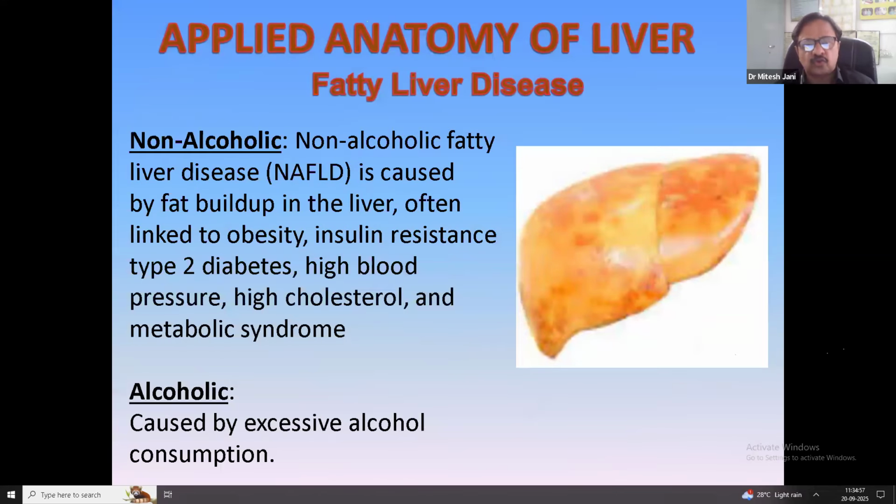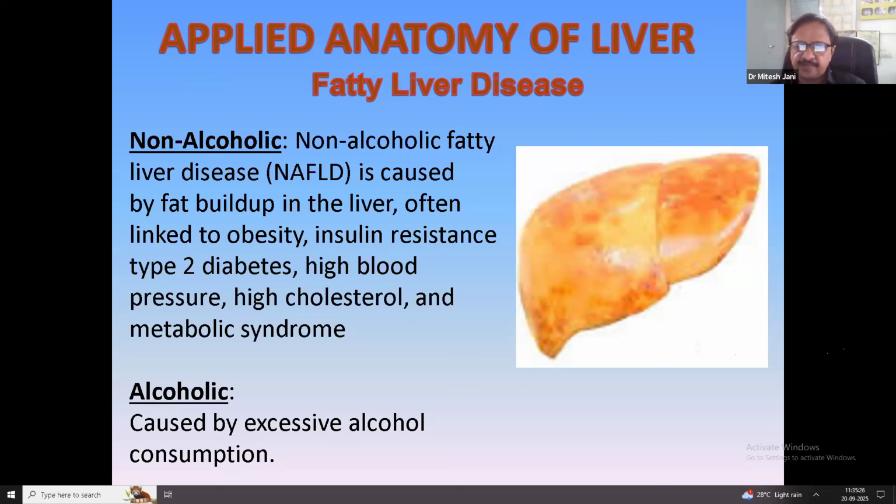Now, the most common, that is fatty liver disease. Fatty liver disease is of two types, non-alcoholic and alcoholic. Non-alcoholic fatty liver disease is caused by fat built up in the liver, often linked with obesity, insulin-resistant type 2 diabetes, hypertension, high cholesterol, and metabolic syndrome.